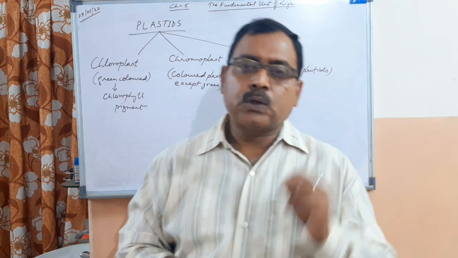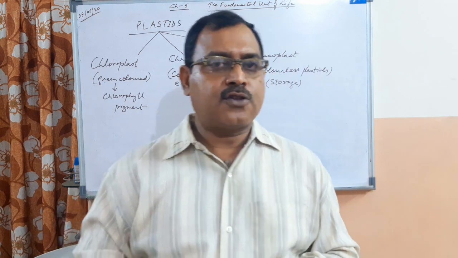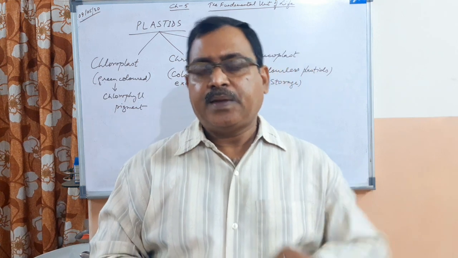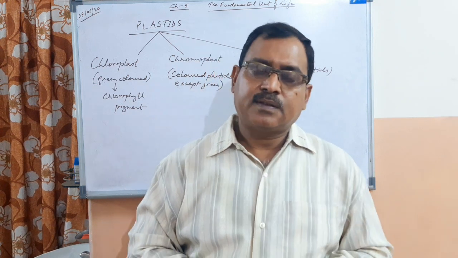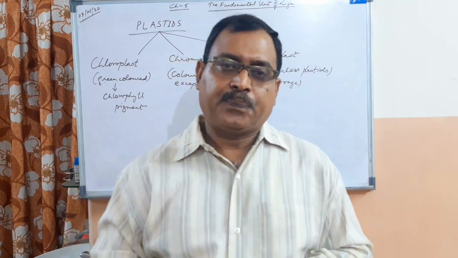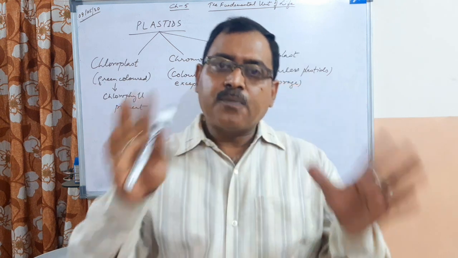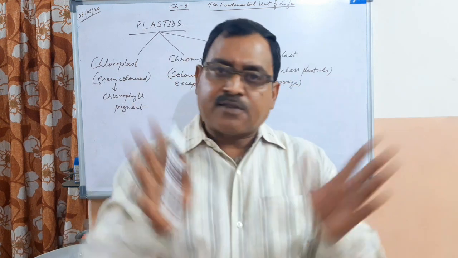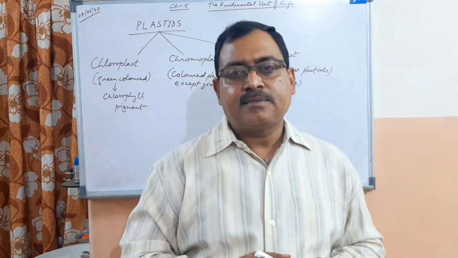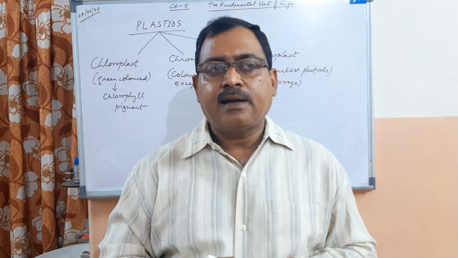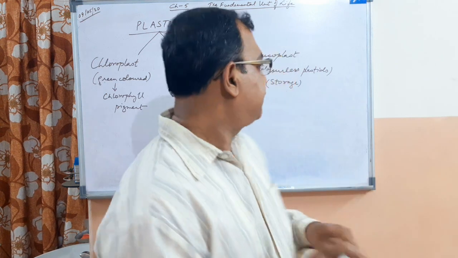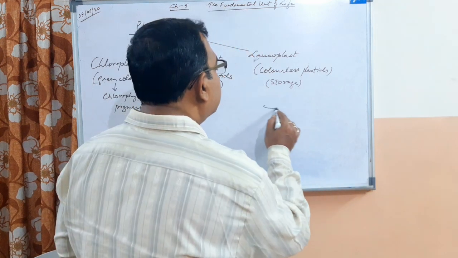Now, plastid is also a two-membrane structure. Inside the plastid, there are various structures, especially stroma and grana. Now, stroma forms the inner matrix of the plastid, and grana appear like stacks of coins. This way.